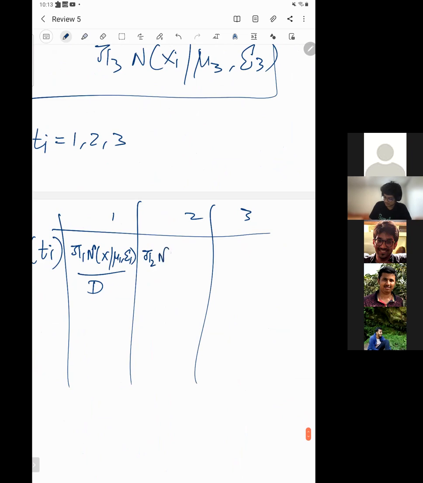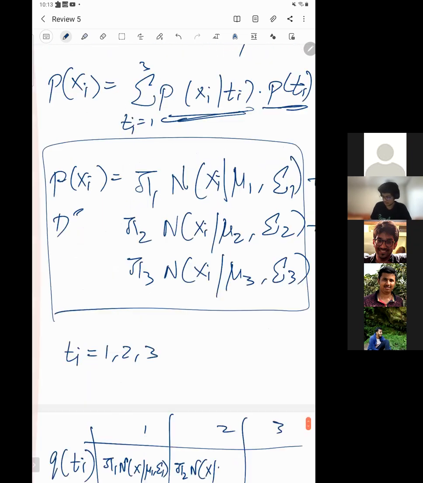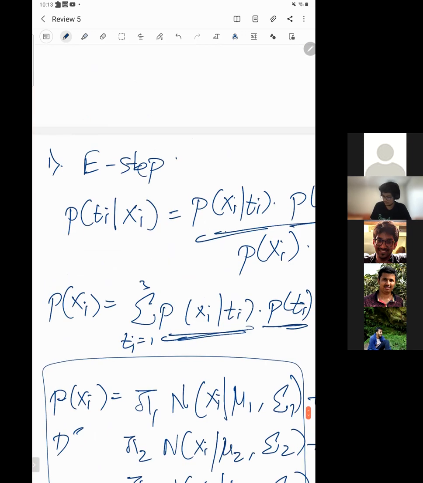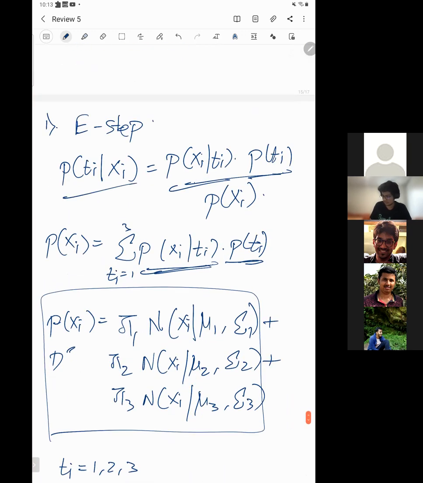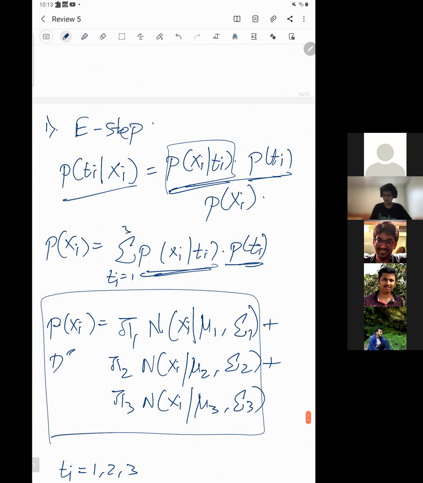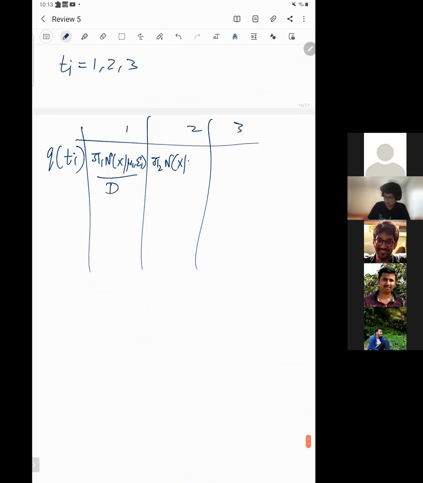This is pi2 times, and if you see here, we know this. When ti is equal to 1, the probability of xi given ti equals 1 becomes a normal distribution, and the probability of ti equals 1 is simply a discrete value pi1. So you obtain this distribution Q, and your E step is done.